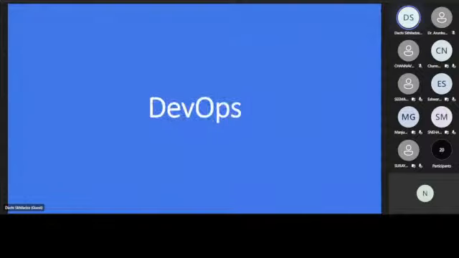Let's move to the next topic, that is DevOps. DevOps is a set of practices and cultural principles that aim to bridge the gap between development and IT operations. It emphasizes collaboration, communication, and automation to streamline the software delivery process. It increases efficiency and improves the overall quality of software systems.